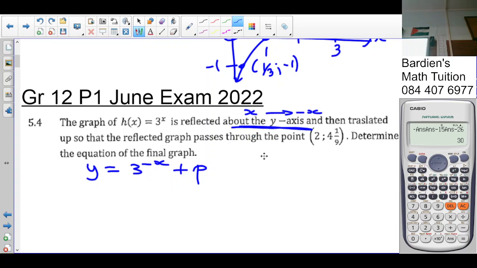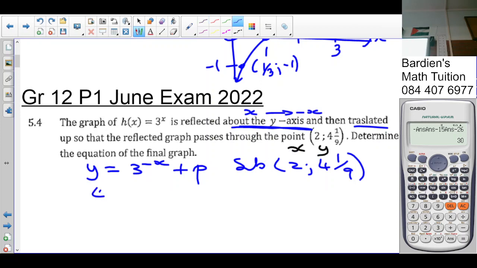Not so, we'll have a p value. A vertical shift will be represented with a p value. So if it moves up by 1 unit, I would have said +1. If it moves down by 6 units, I would have said -6. So it moves, and then translated up, so that the reflected graph passes through the point 2. So in other words, we will substitute 2 and 4 and 1 ninth. Determine the equation of the final graph.